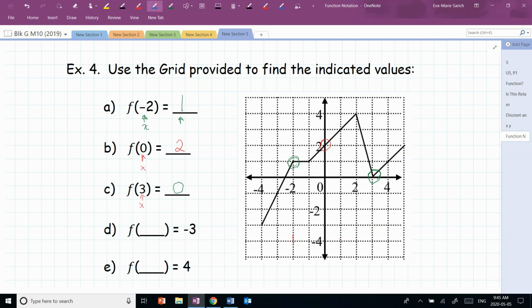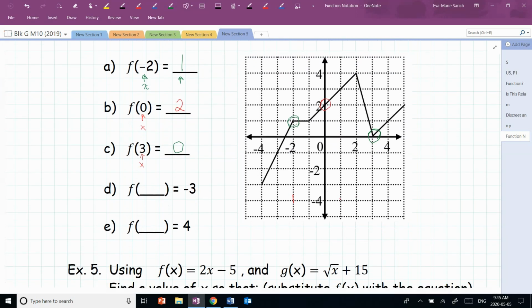Now, to throw it a little bit differently, we want to figure out what the x is. We know that our y is at negative 3. So remember, y goes up and down, so we're going to go down in this case to negative 3. And then we're going to go across till we hit our line. And when y is negative 3, our x is negative 1, 2, 3, 4. So this is going to be f at negative 4 equals negative 3.